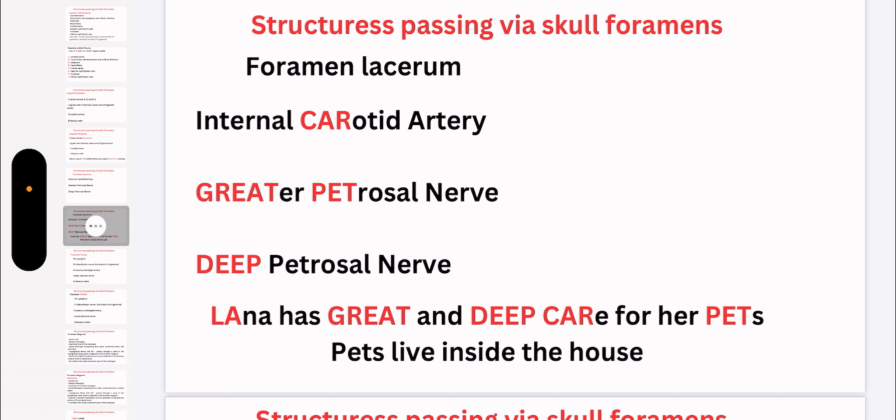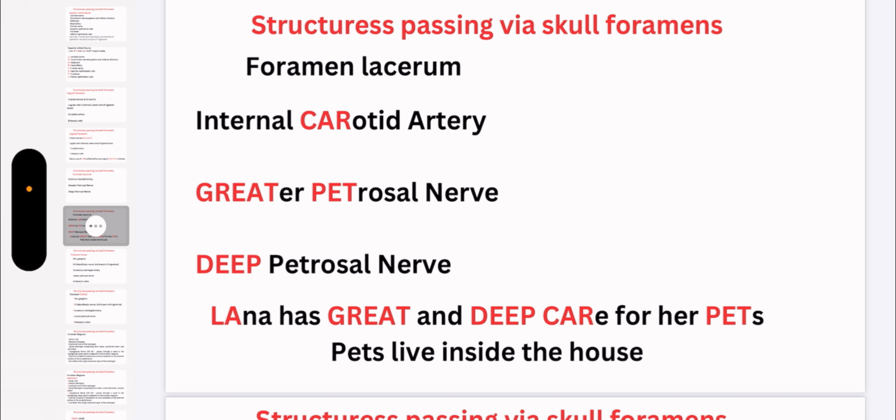Lana for lacerum. Great for greater petrosal nerve. Deep for deep petrosal nerve. Care, the C-A-R-E as shown in the screen, is the start of carotid, internal carotid artery. The word pets, P-E-T-S, will remind you of the petrosal.